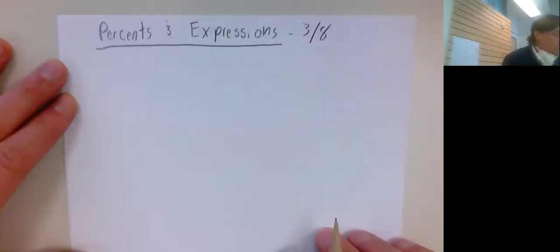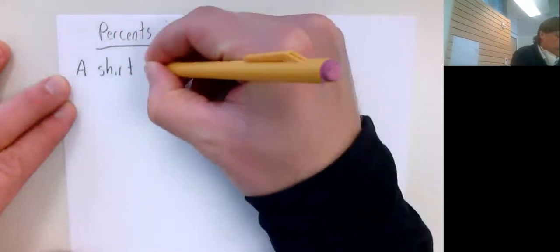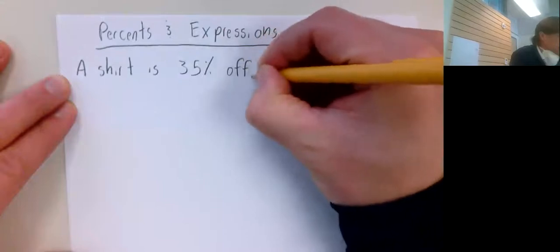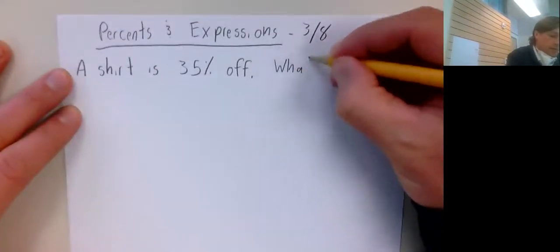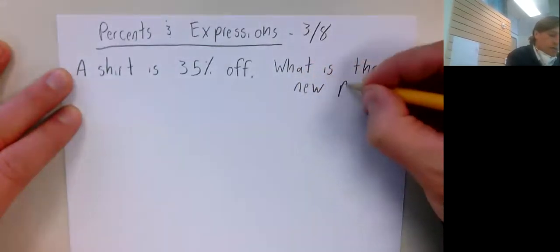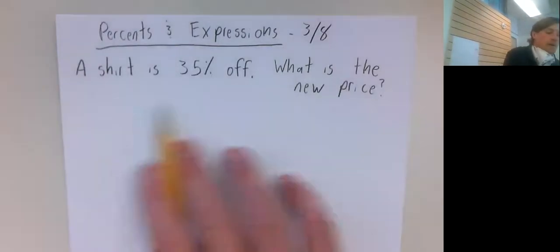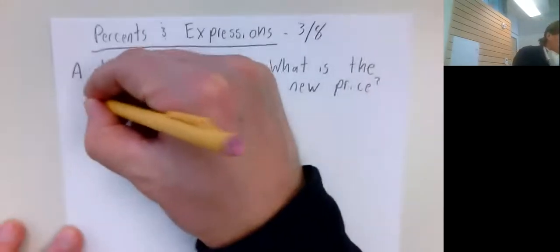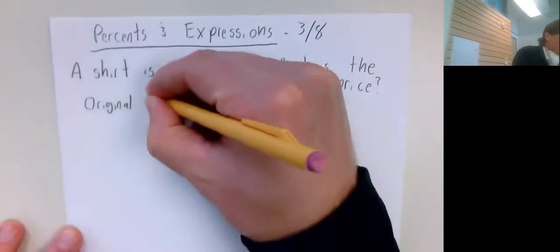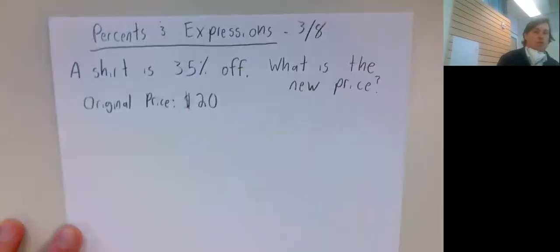So we're going to do two practice problems right off the bat. A shirt is 35% off. What is the new price? Earlier in the year, we've dealt with these problems where the original price is given. And let's say that that original price is $20.